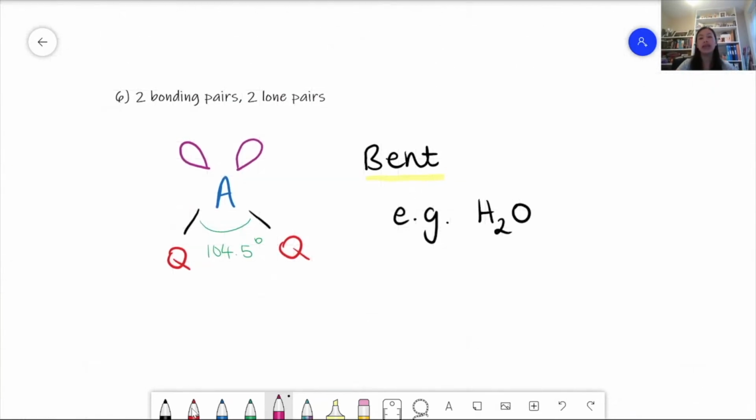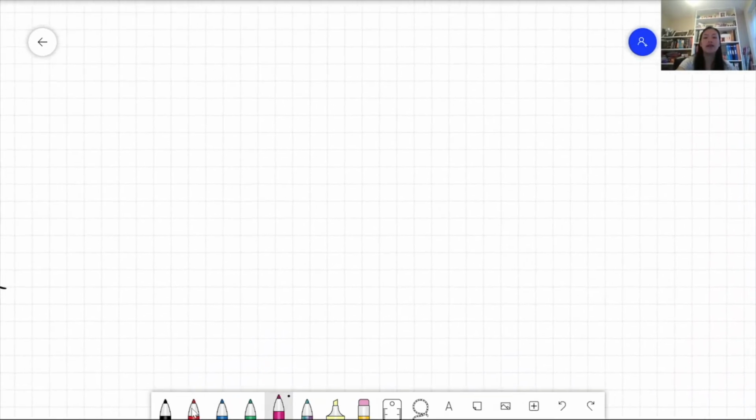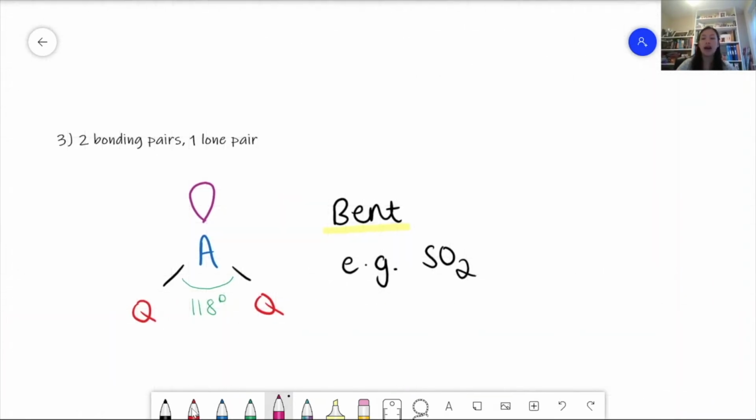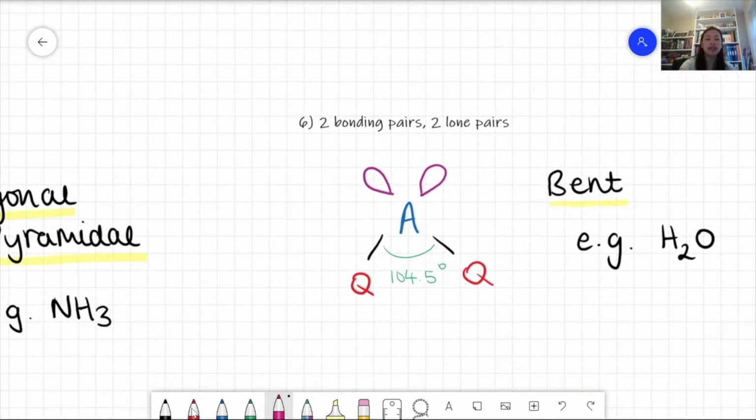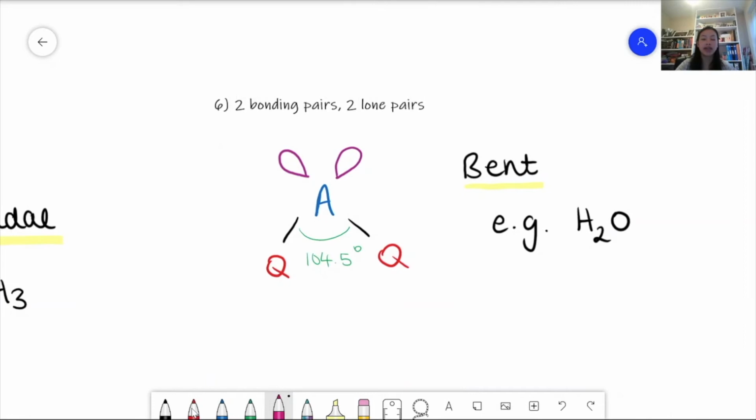And then the next one is 2 bonding pairs and 2 lone pairs. So the 2 lone pairs are at the top, and then these 2 are the bonding pairs. We've minus 2.5 degrees from the angle again, and we call this bent. So this is similar to the bent that we saw before, but this one is 2D and the angle is 118 degrees. And this one is 3D, but the angle is 104.5 degrees. So they are different.